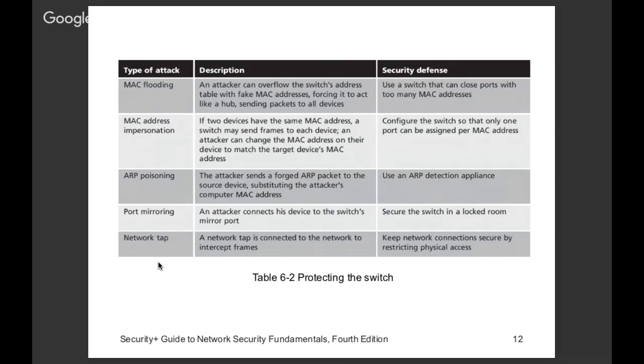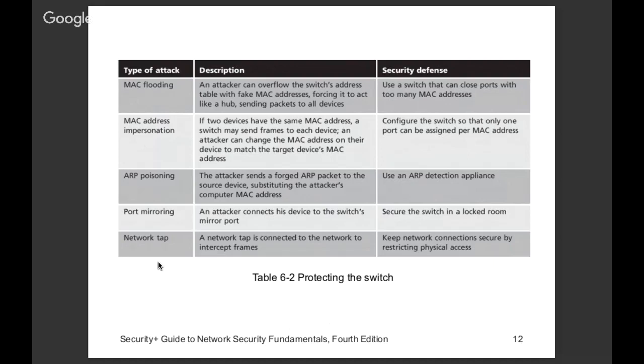There are many appliances for that as well. Port mirroring is where the attacker connects his device to the switch's mirroring port. Security on this one, or to harden it, would be to secure the switch in a locked room where people can't access those switches. Network tap, connected to the network, intercepts frames.